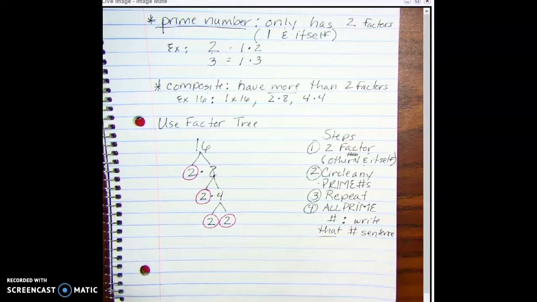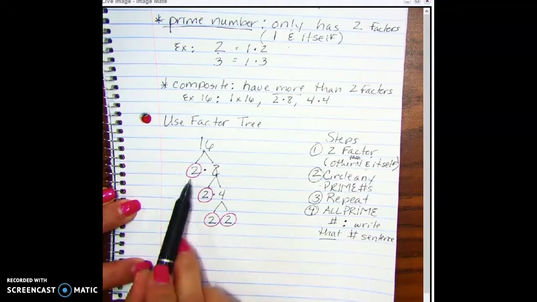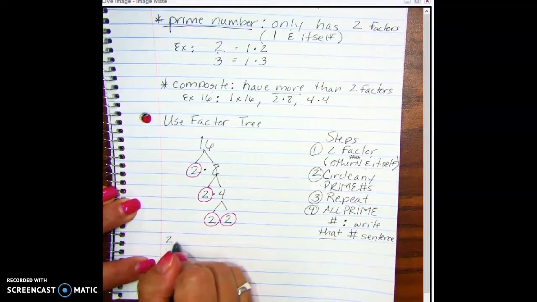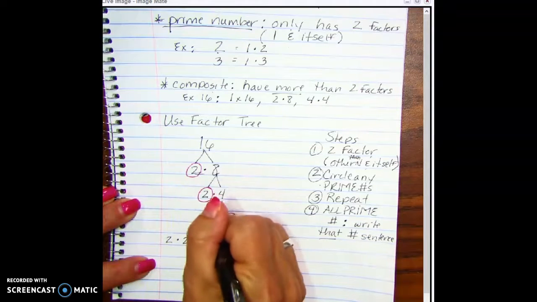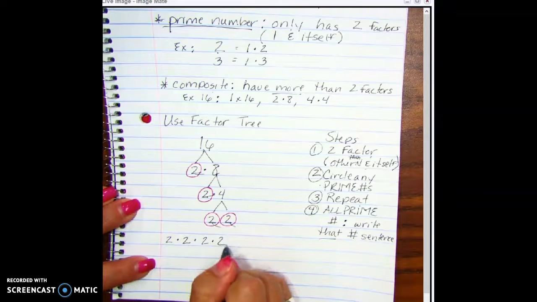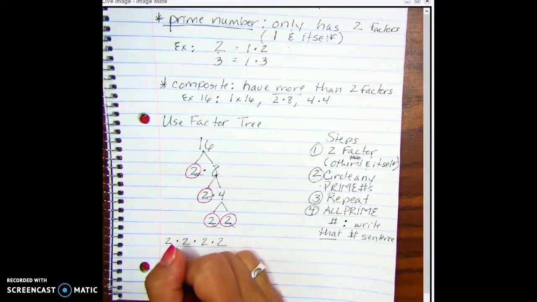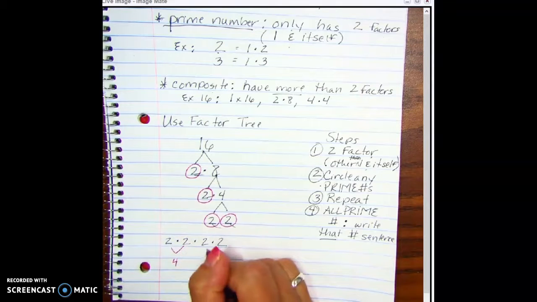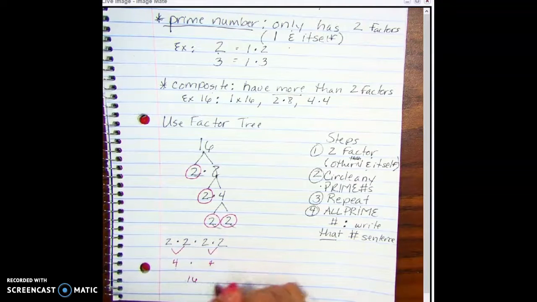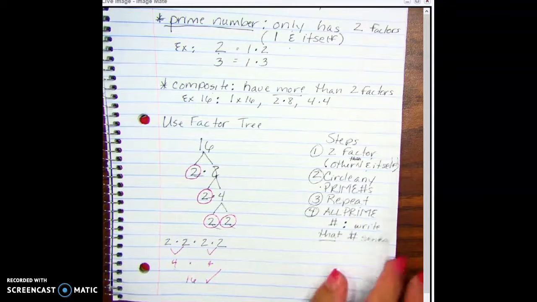Okay, so watch what we do. I have all my prime numbers. I even take the ones up here. That's why I circled them. And then I write them down. 2 times 2. I got that one and that one. Times 2 times 2. So there are 4 2's. Now, does that actually equal 16? I can check. That equals 4 and that equals 4. 4 times 4 equals 16. Check. It works.